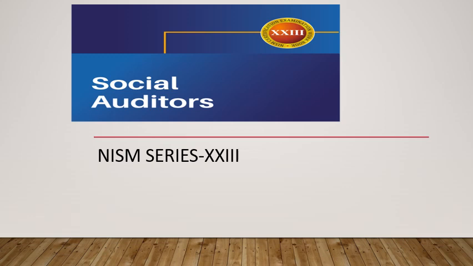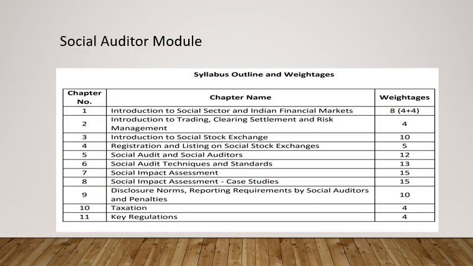Now, this particular module, which is related to social auditors, covers some of the very interesting areas. So as far as the syllabus of this particular module is concerned, it has 11 chapters in all, out of which chapter 1 partially, which is related to Indian financial market, has already been covered in other modules also. Introduction to trading, clearing, settlement and risk management, which is chapter 2, also kind of is repeated in this particular module because that's common to the social stock exchange also.